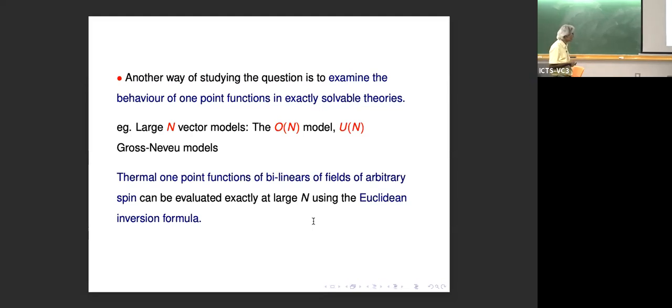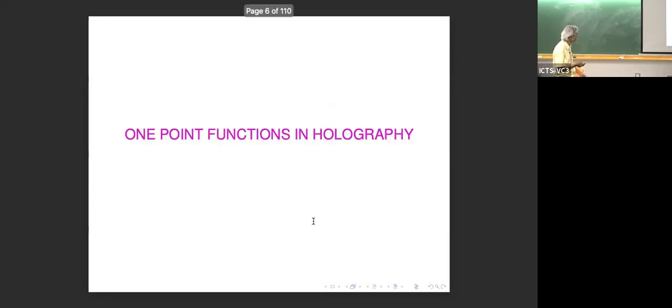And one can study thermal one-point functions of certain classes of operators, like bilinears at large N, as well as at strong coupling, using a certain formula which was recently, not very recently, introduced in the literature. So we will do both in this talk if I have time. First, I will go to one-point functions in holography.